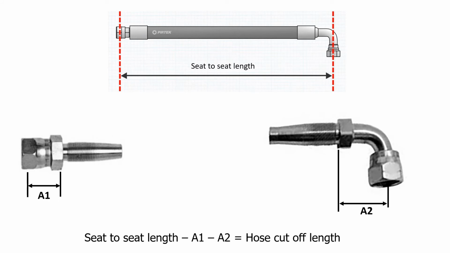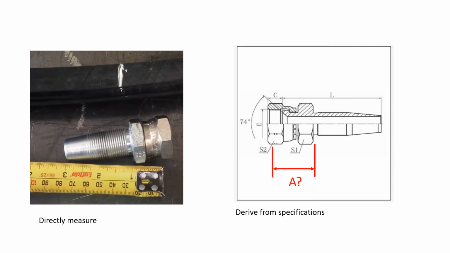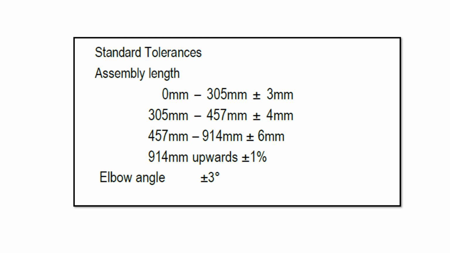In my example, I've measured the hose from seat to seat. The A lengths on the hose tails will have to be deducted from the measured length to get the hose to the correct seat to seat length. In this case, the seat to seat length minus A1 minus A2 equals the hose cutoff length. Sometimes we can get the A lengths from parts catalogs, and sometimes we have to measure the A lengths. In the case of the Pertec field attachable hose tails, we're going to have to physically measure the A dimension. Measure carefully, as there is a standard tolerance for hose lengths.